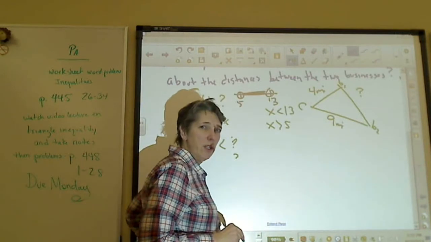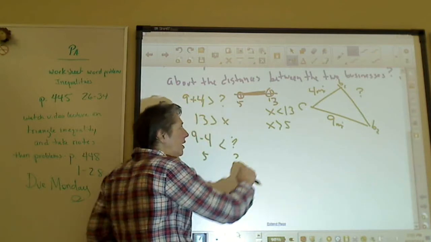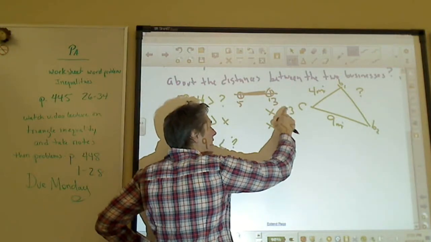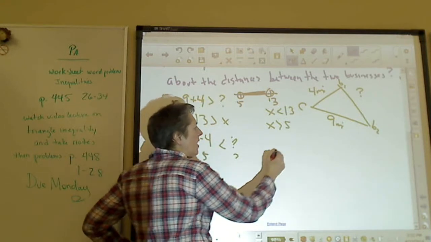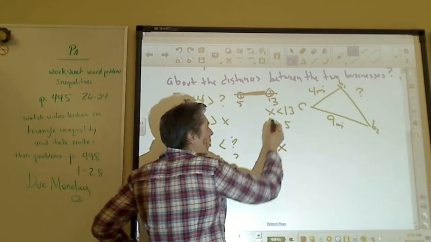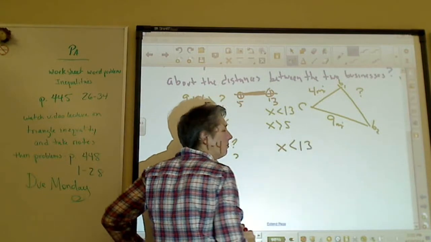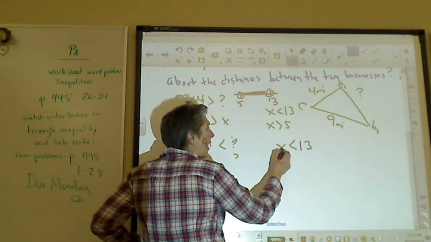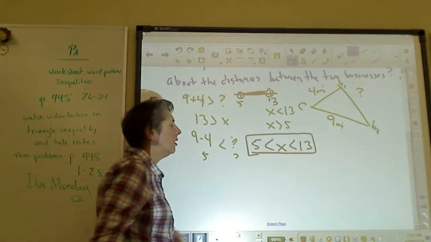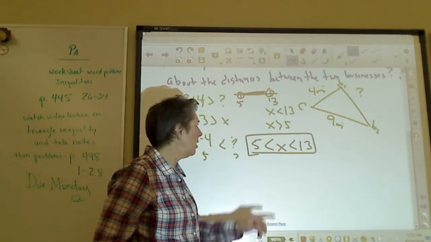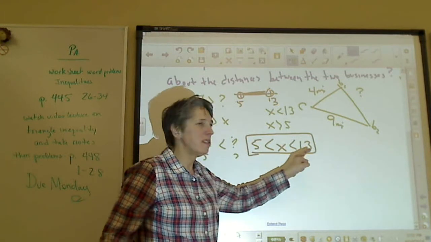Now, you have to rewrite this into a compound inequality. A compound inequality is where you don't have to say x is less than 13 miles and x is greater than 5 miles. You write x in the middle, and you write x is less than 13, and x is greater than 5. That would be your answer. That's called a compound inequality. 5 is less than x is less than 13.